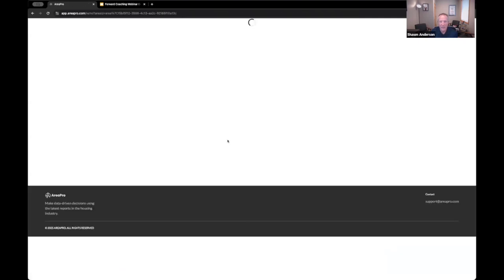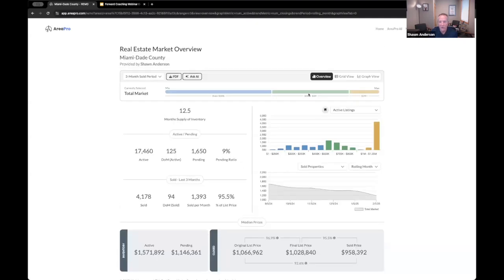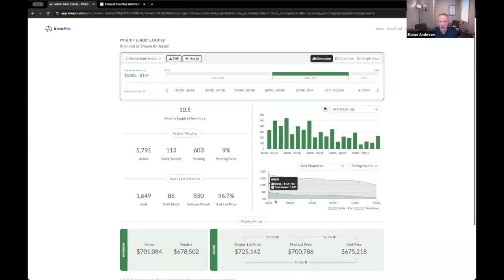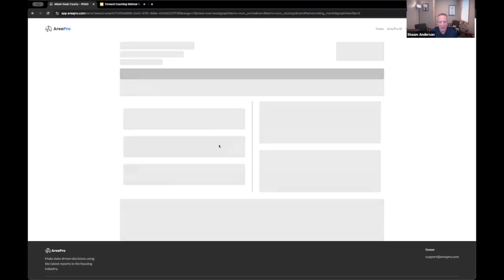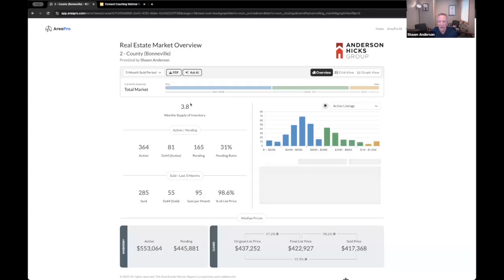So now let's do something really fun. Actually, before I do that, let's zoom in on price, because that's an important part of this conversation. One click, and you just did all the calculations to get all of these numbers for Miami-Dade County for all the properties between 500 and a million. And in fact, I want to show you Bonneville County. This is a conversation that I have on a regular basis, because look, right now we have 3.8 months of supply.